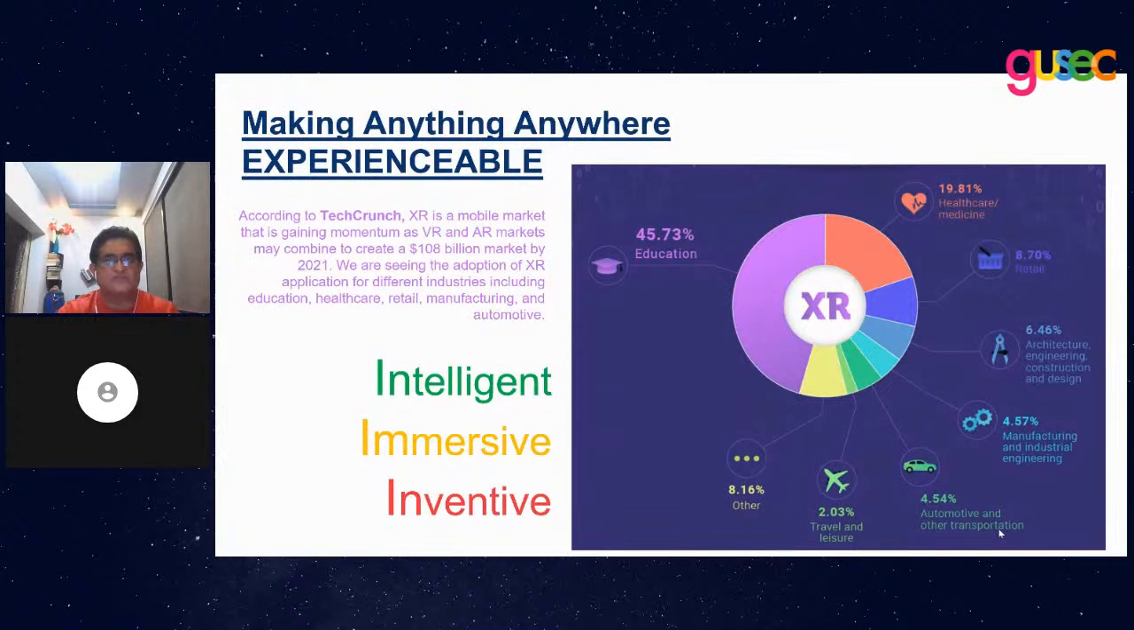Anything anywhere experienceable is a very important aspect. Again, another view of how intelligent, immersive, and inventive we can get. From a TechCrunch perspective, we can see education, manufacturing, and different percentages of how that market share is going to evolve. Some startup ideas can come for some of you from here itself.